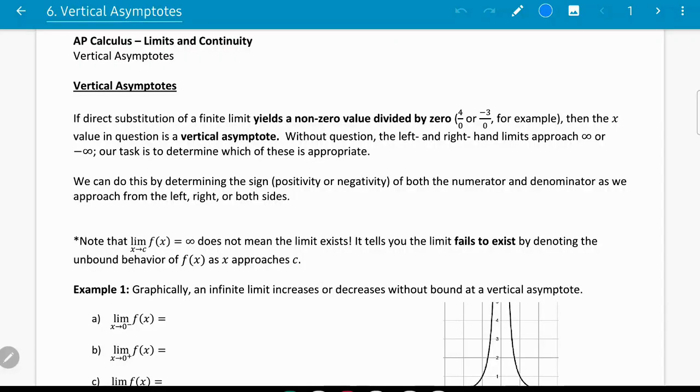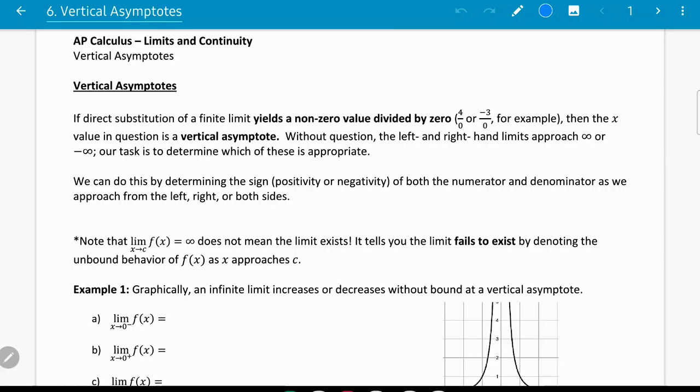This is our continuation of limits and continuity, and we are going to work with vertical asymptotes. So if direct substitution of a finite limit yields a non-zero value divided by 0, 4 over 0, negative 3 over 0, for example, then the x value in question is a vertical asymptote. Without question, then the left and the right-hand limits will approach infinity or negative infinity. Our task is going to be to determine which of these is appropriate.